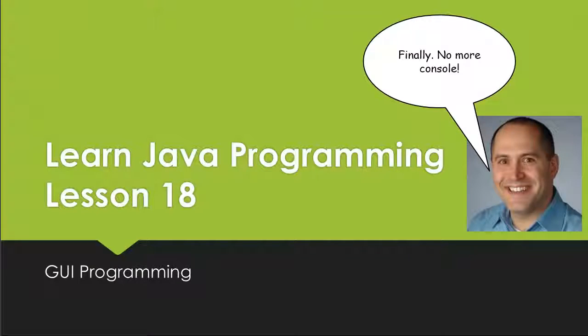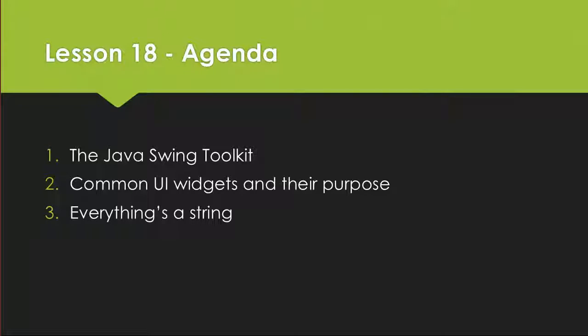In this lesson, we'll cover GUI programming. On the agenda for today, we'll talk about the Java Swing Toolkit, the common UI widgets you can use with the toolkit and what their purposes might be. And then I want you to note that everything that you do when you type input, etc., is a string, and so we have to revisit converting strings to other types like integers and doubles and Boolean values.